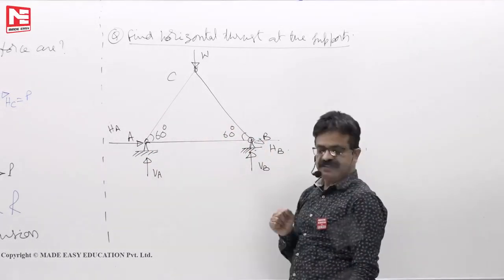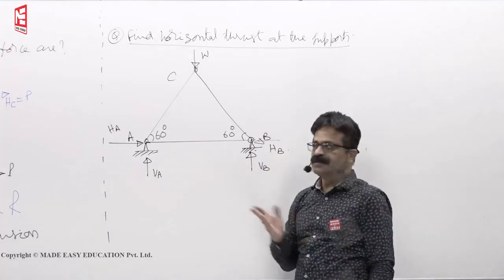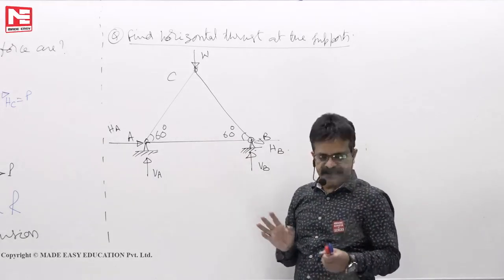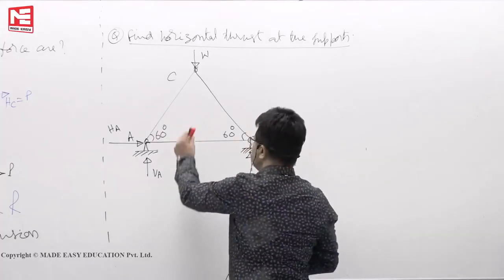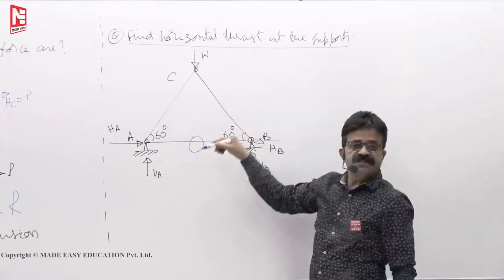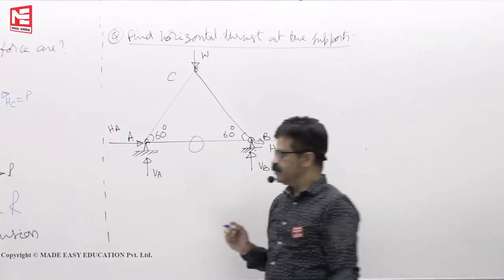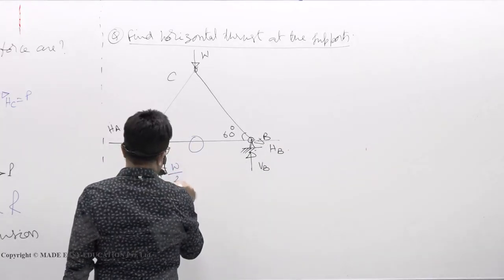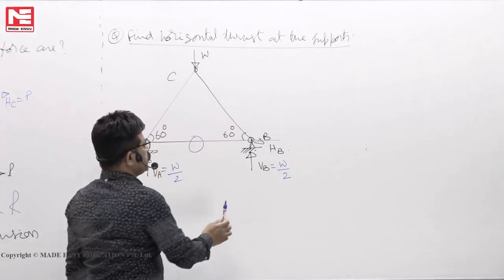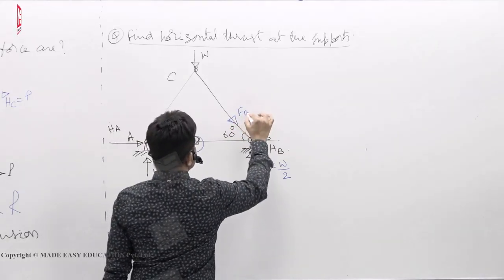In such cases, to find horizontal thrust, without finding the force in member AB you cannot find the thrust because it is statically indeterminate. Once you know the force in one member, it becomes determinate. So by inspection, you can find that member AB has no choice, it has to be 0. Now because of the symmetry of the structure and of the loading, the supports will share the load equally. So VA must be W by 2, VB must be W by 2. Having found this, this arrow is upward, so to balance it, it has to be downward. This is the force in member BC.